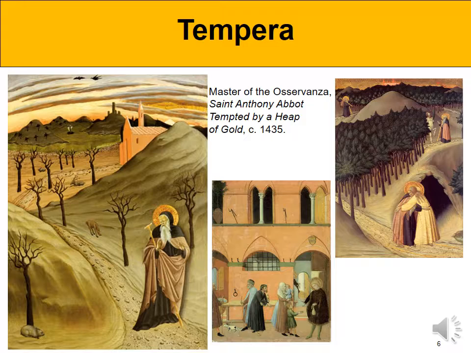Because it dries so quickly, blending must be done very rapidly. Usually, artists build up the layers of hatching, cross-hatching, and textural strokes. The Master of the Osservanza has built up forms in his work slowly through layers of small, precise brushstrokes. There are 8 panels in this series. Here you see 3 of them.